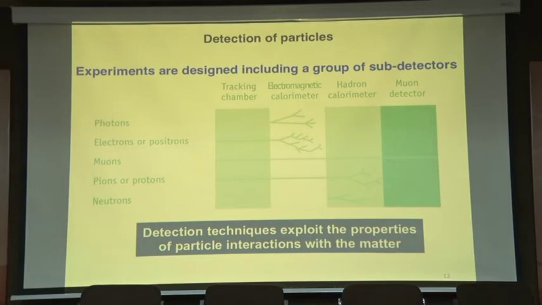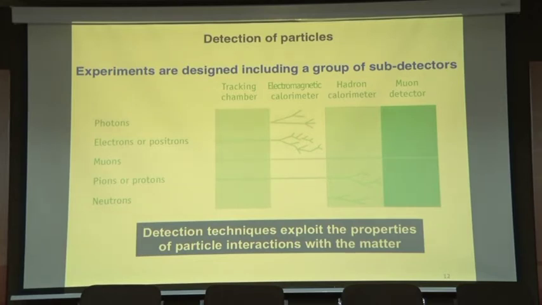And these detection techniques exploit the properties of particle interactions with matter, because if you want to detect something, even when you see something, the eye is also a detector, right? Then can you see something in the dark? No, because there also some interaction is required. You need light, and the light falls on the object and comes to your eye, and only then can you detect it.